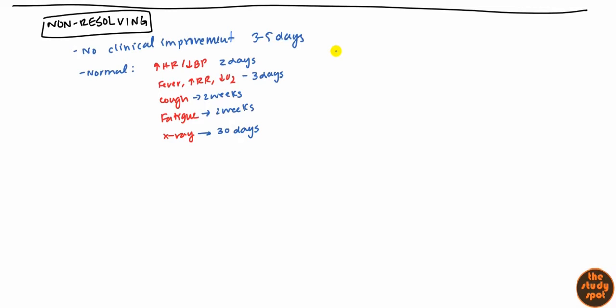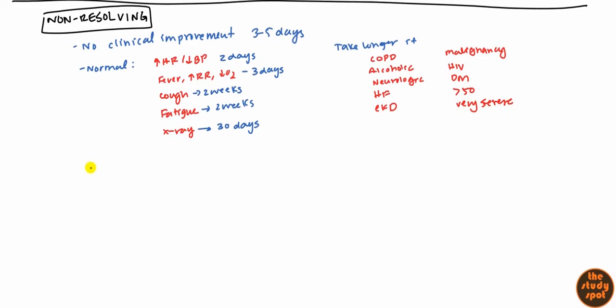Now, there are some underlying conditions, because this is the normal, right? There are some underlying conditions that will make the recovery process longer. This can be conditions such as COPD, alcoholics, some type of underlying neurological condition, heart failure, chronic kidney disease, malignancies, of course HIV, and then diabetes, old age, or if it was a particularly severe pneumonia. So these are just quick things that you want to remember, and it makes sense, right? Why it would take longer with these patients.